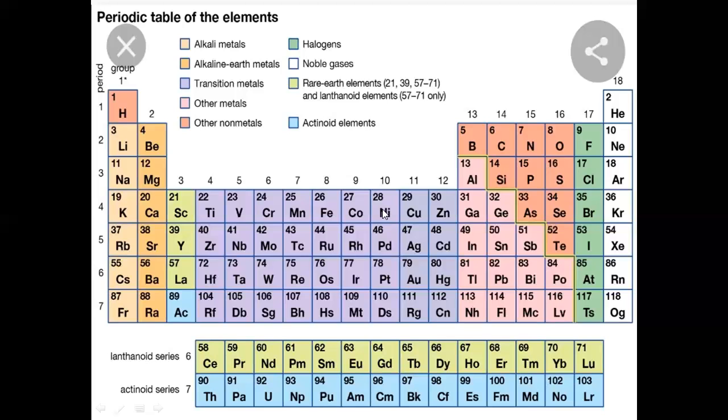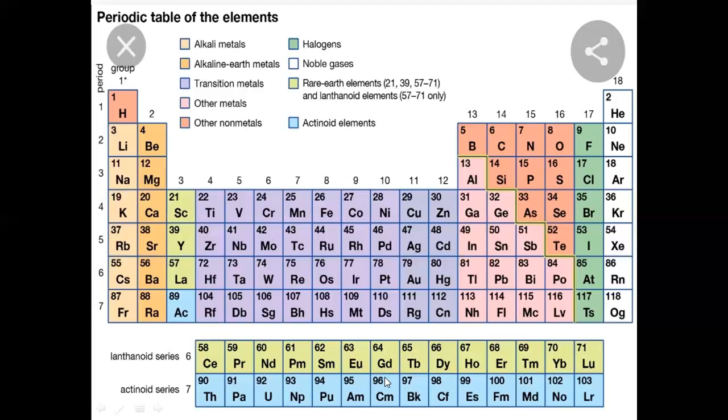So these are called the B group elements, which are also called transition elements, while group 1A, 2A, then 3A, 4A, 5A, 6A, 7A, and 8A are called main group elements, typical elements, representative elements. And these are called B group elements.